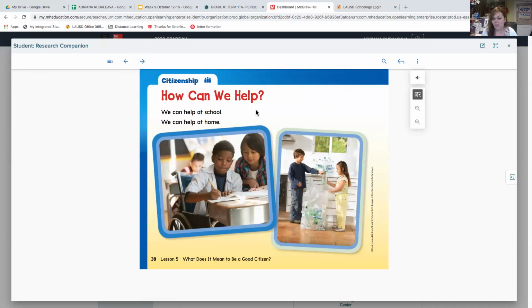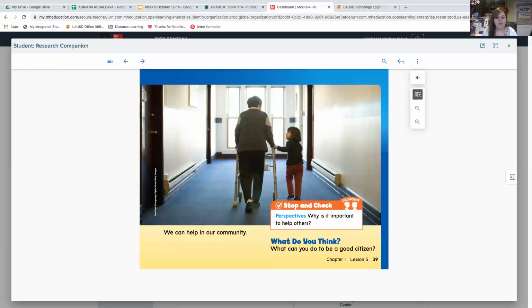How can we help? We can help at school. We can help at home. We can help in our community. Some of you talked about that last week in your homework. So what can you do to be a good citizen?